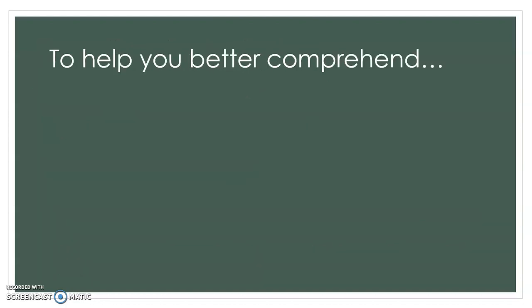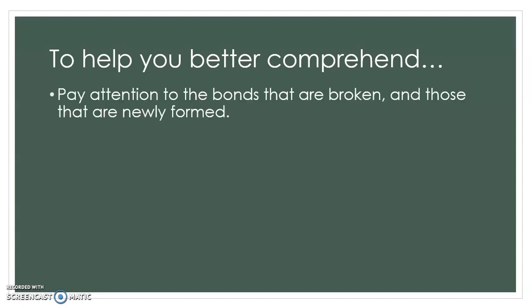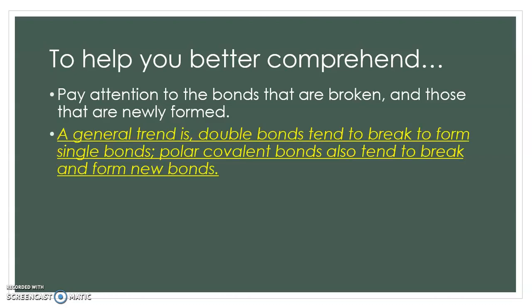So, to help you better comprehend, in this chapter, chapter 11, I want you to pay attention to the bonds that are broken in each reaction and those that are newly formed. That will help you to understand the mechanics of the reaction a little bit better. A general trend for old bond breaking and new bond forming is that double bonds tend to break to form single bonds, and polar covalent bonds also tend to break and form new bonds.